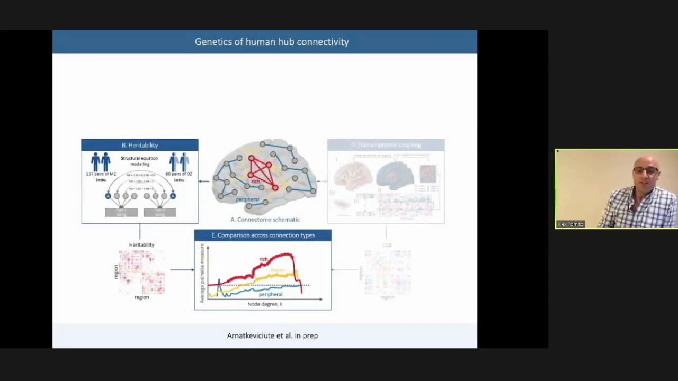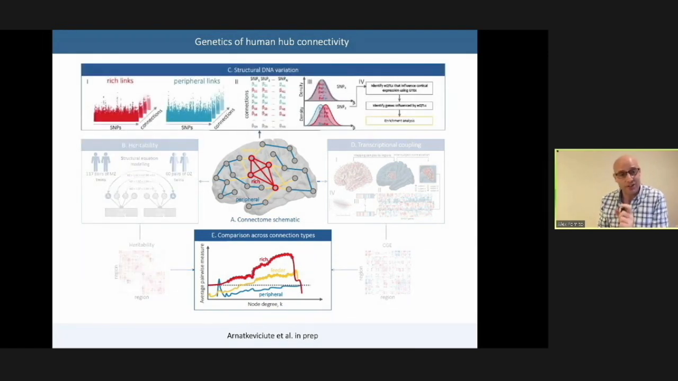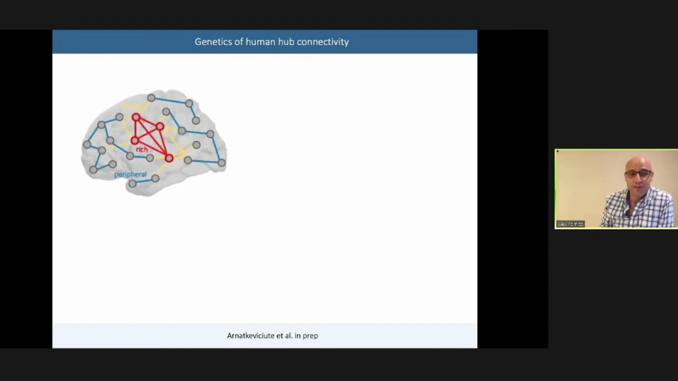We then wanted to go a step further and try to understand which specific genes might preferentially influence hub connectivity. And this is hard to do without the massive samples that you would need for GWAS. But to get a bit of traction, we developed a way of identifying SNPs that influence hub connectivity and then mapping these to the genes whose expression they influence. And so I'll just talk about this process a little bit.